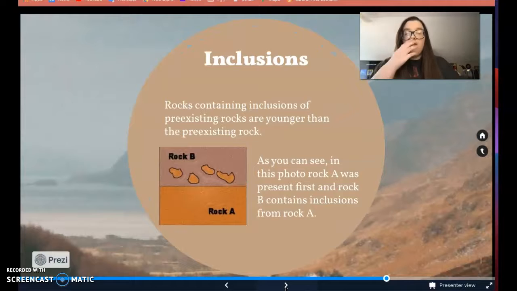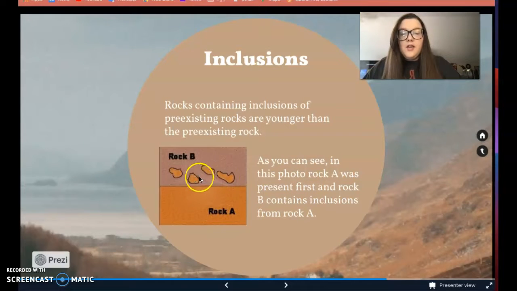Inclusions. Rocks containing inclusions of pre-existing rock are younger than the pre-existing rock. So as you can see in this photo, rock A and rock B. Rock B contains some inclusions of rock A. Just like that.